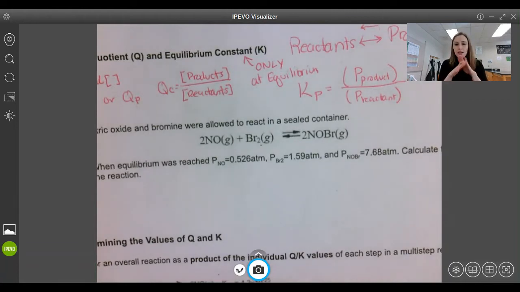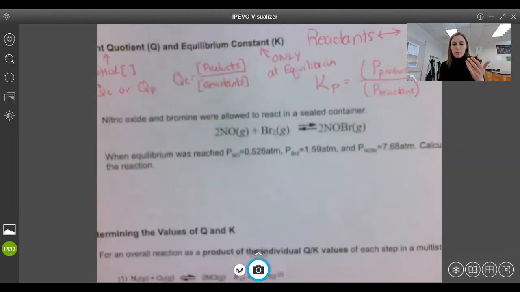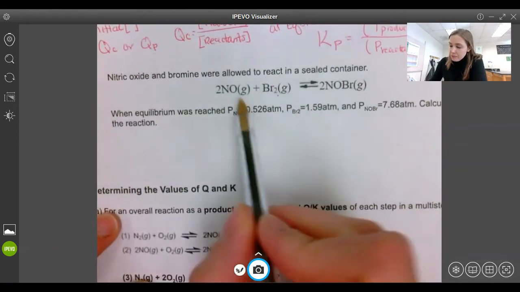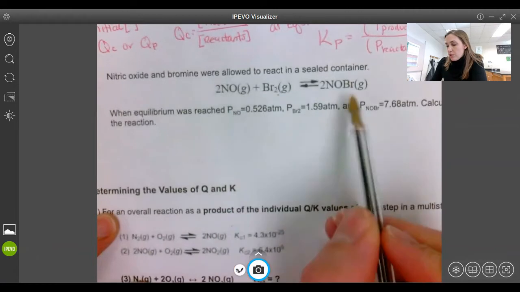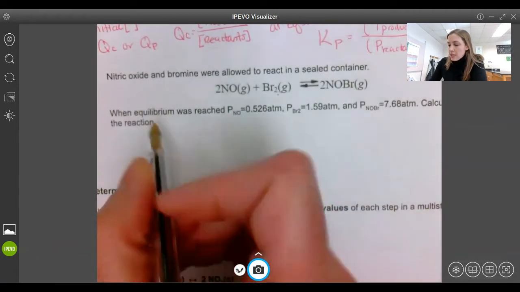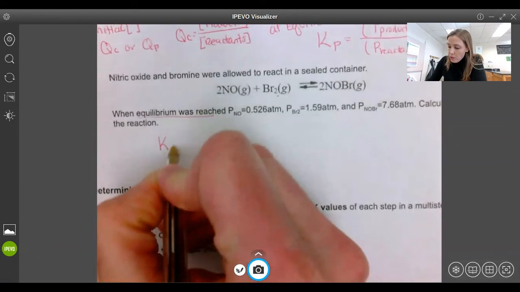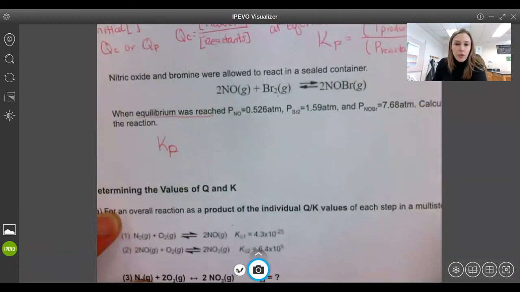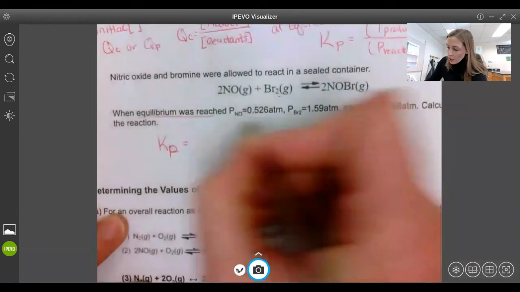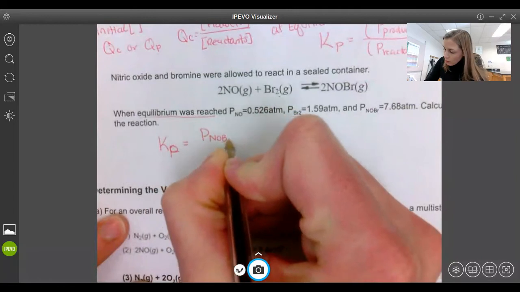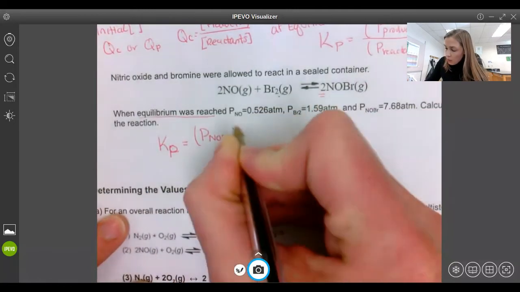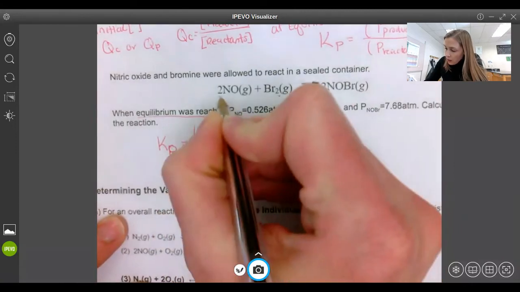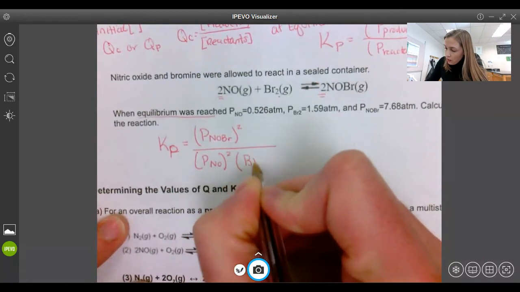Let me show you a basic calculation of our equilibrium constant given a set of conditions at equilibrium. This was an example in the quizzes we had. Here we have our two reactants forming our product. It says when equilibrium was reached, which lets me know I'm using Kp, and these are my pressures. So if I set up my general equation, I'm going to have the pressure of NOBr squared, based on the coefficient of 2, over the pressure of NO squared times the pressure of Br2.